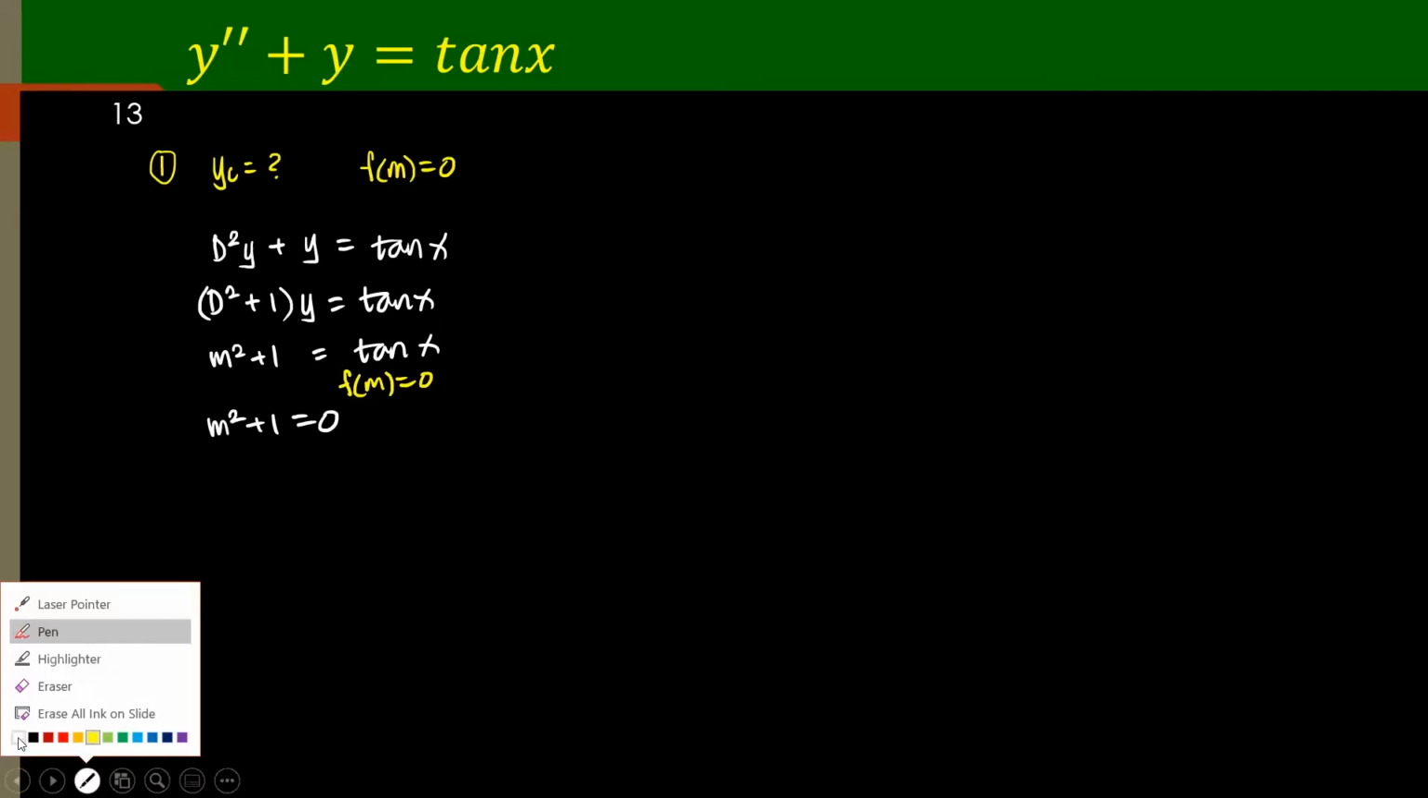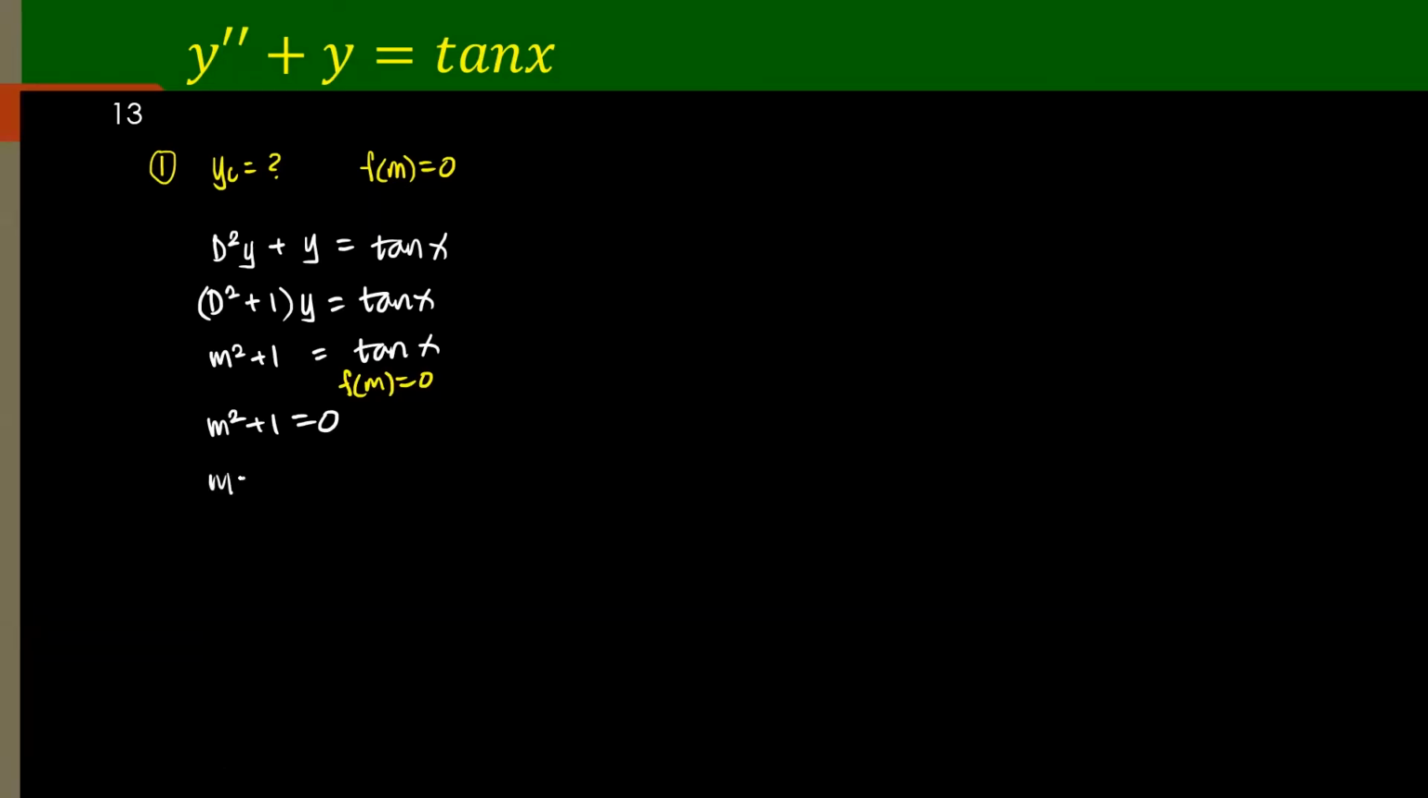So let's solve. m would have plus and minus i as the roots. Therefore, if it's plus and minus i, a is 0, b is 1. Can you give me the complementary solution for this, guys? These are the roots.